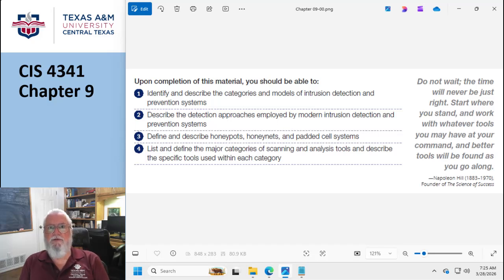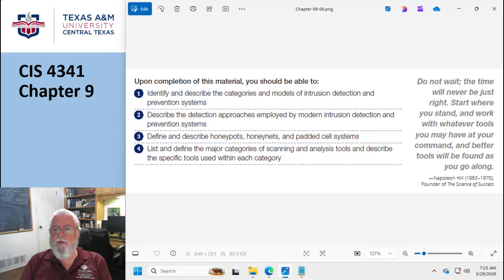Okay, welcome to Chapter 9. Chapter 9 is about security technology, so basically the toys. And we're talking specifically this time about intrusion detection, like a burglar alarm. Okay, so page 337, learning objectives.